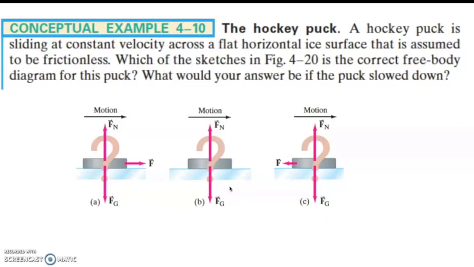Now, what if the puck slowed down? If we're moving to the right, and we want to slow down, that means our acceleration has to be to the left. So where's our force going to be? To the left. This one. So if the puck's slowing down, it'd be this one. If our puck was speeding up, it would be A.